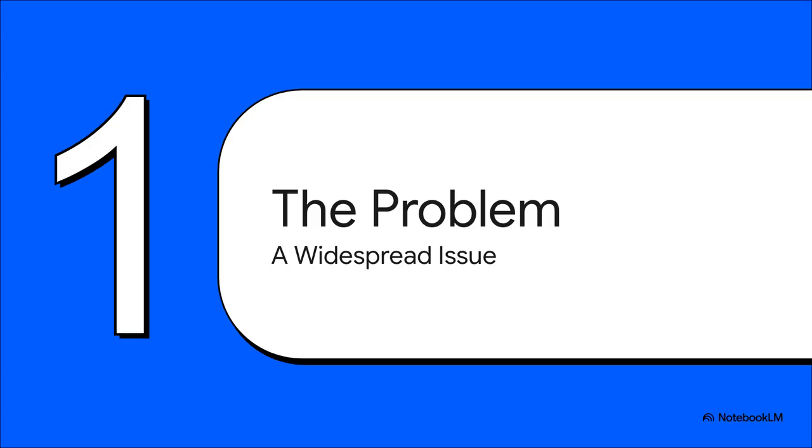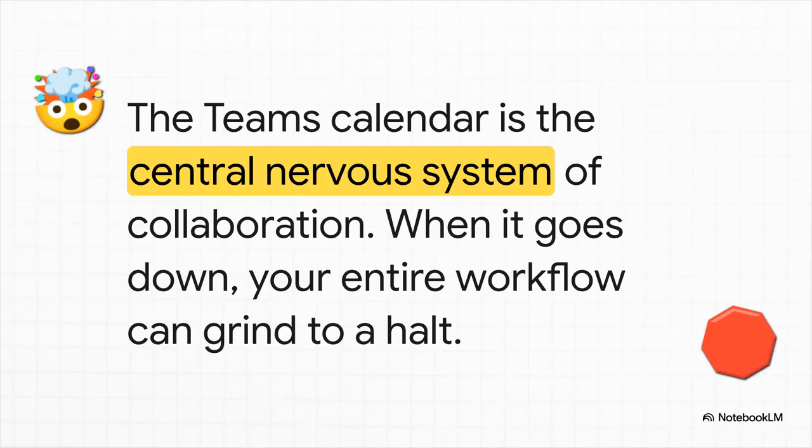So first, let's just appreciate how big of a deal this is. This isn't some rare, obscure bug. Nope. The disappearing calendar is a super common problem that hits people on Windows, on Mac, it doesn't matter. And it strikes right at the heart of what Teams is for, getting people together for meetings. And that really gets to the core of it, right? The calendar in Teams isn't just some side feature. For most teams, it's the central nervous system for collaboration. When that goes down, everything else starts to fall apart.